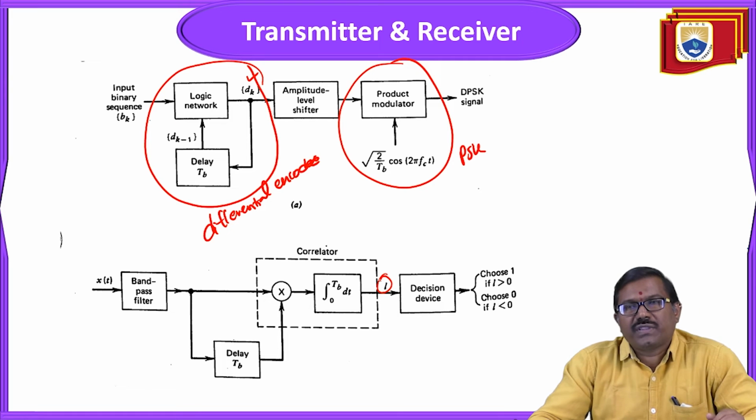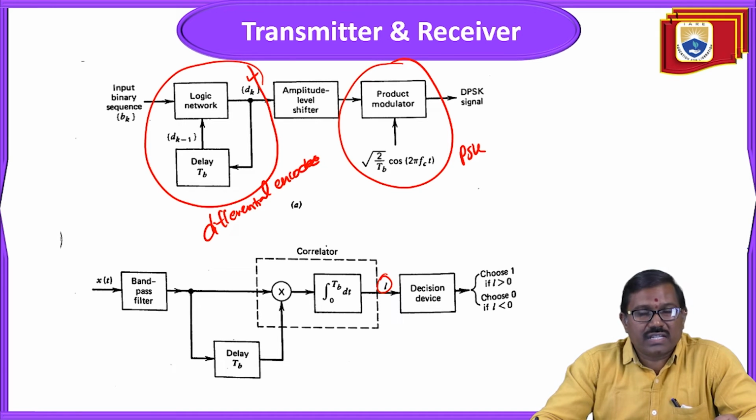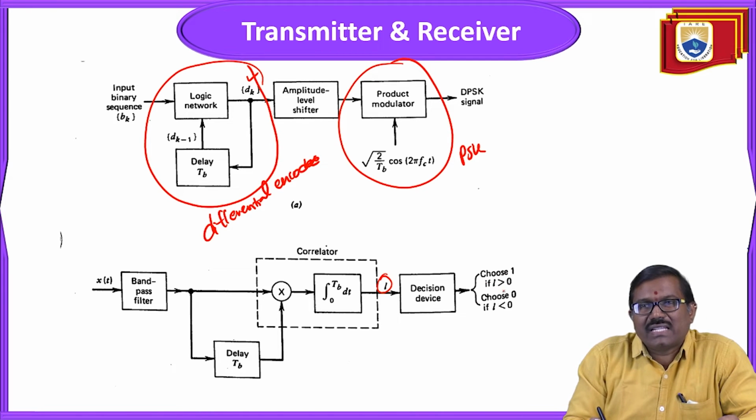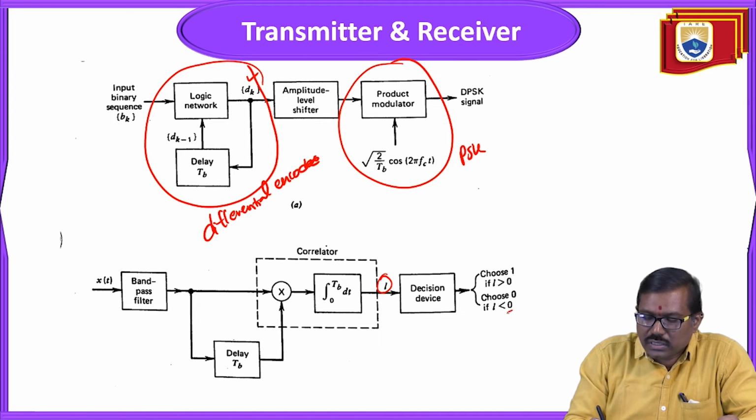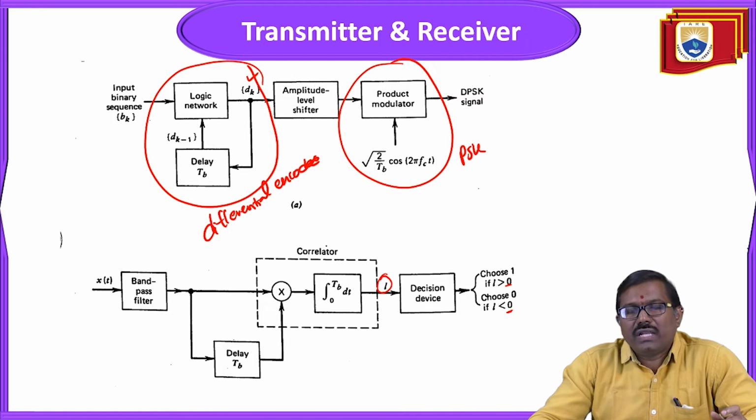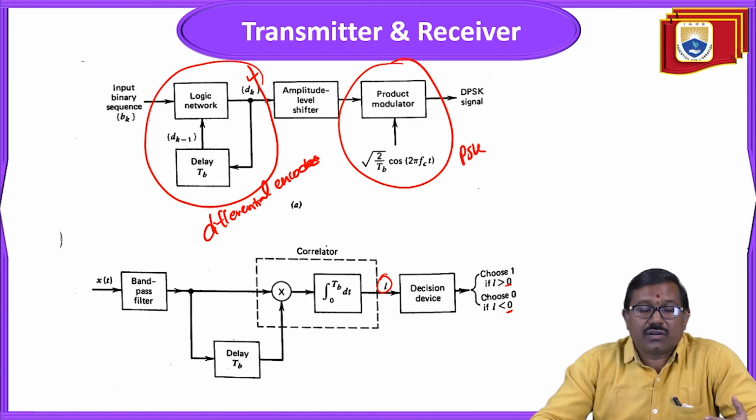This L is fed to the decision making device. The decision making device generally has a threshold level, and the threshold level is taken as 0. So here you choose 1 if L is greater than 0, or choose 0 if L is less than 0. So 0 is the threshold. If the L value exceeds the threshold, then it chooses 1. If the L value does not exceed the threshold, or is less than it, simply choose 0.